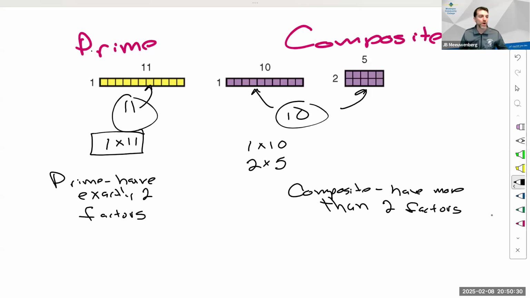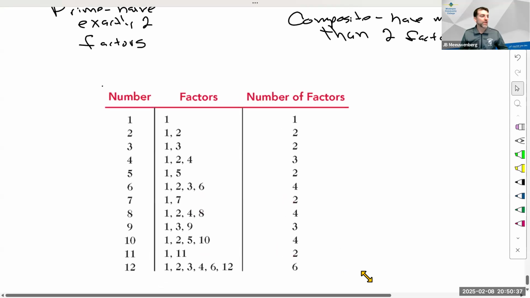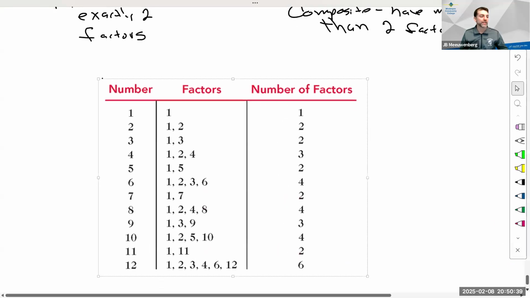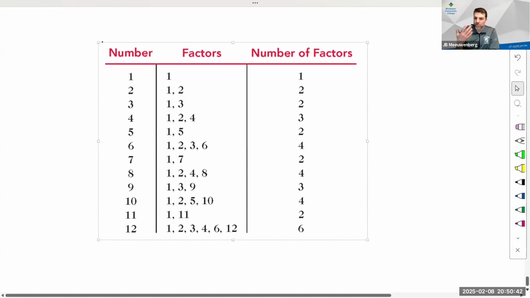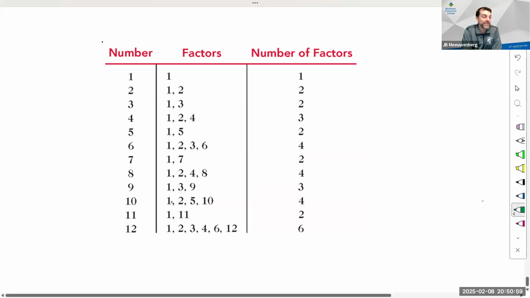So here's a list of numbers up through 12. And you can see by making a little list like this, and young students could do this considering these arrays. You start with your number, and then you start to list all the factors, right? So you might make arrays for all these different numbers, and you would come up with the fact that, say, 10 has factors of 1, 2, 5, and 10.